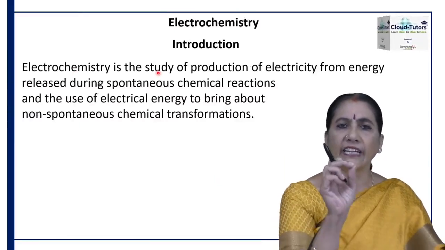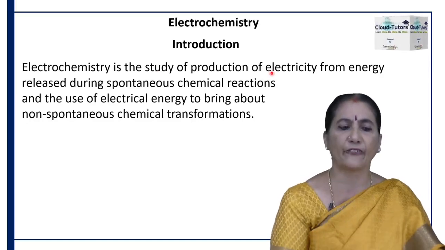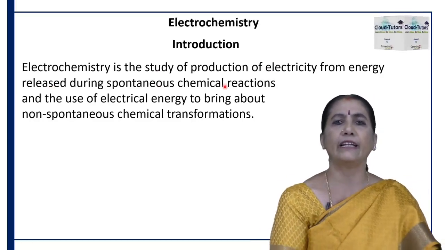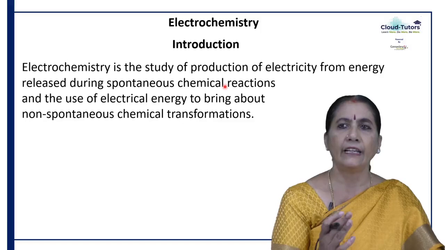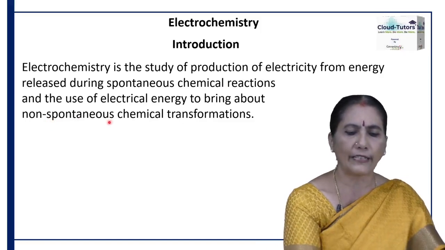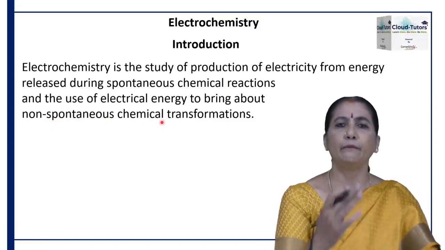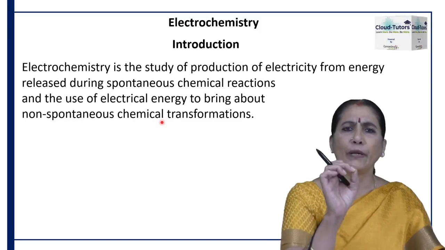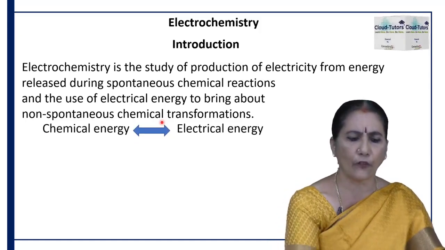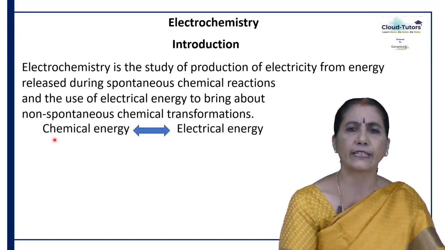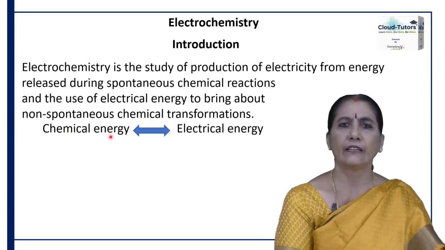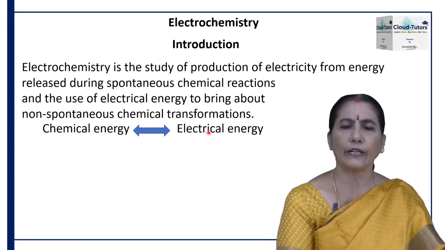Electrochemistry is the study of production of electricity from energy that is released during spontaneous chemical reactions. And the use of electrical energy is to bring about non-spontaneous chemical transformations. To be very brief, the short scientific representation of electrochemistry could be represented in this format of chemical energy getting converted into electrical energy.